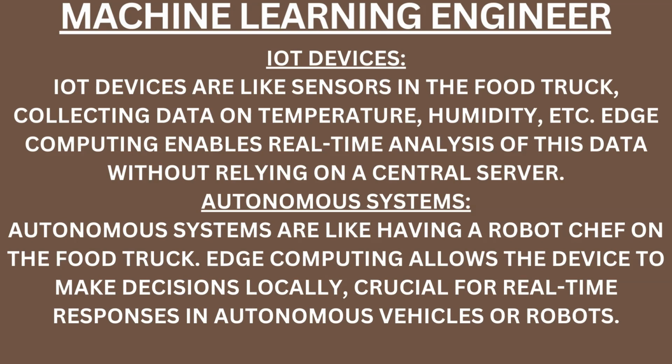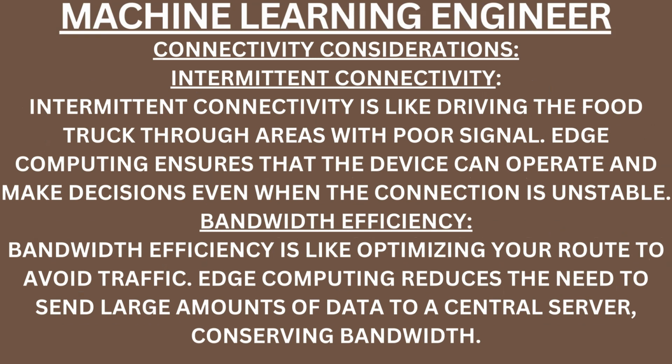Autonomous systems. Autonomous systems are like having a robot chef on the food truck. Edge computing allows the device to make decisions locally, crucial for real-time responses in autonomous vehicles or robots. Connectivity considerations. Intermittent connectivity. Intermittent connectivity is like driving the food truck through areas with poor signals. Edge computing ensures that the device can operate and make decisions even when the connection is unstable.